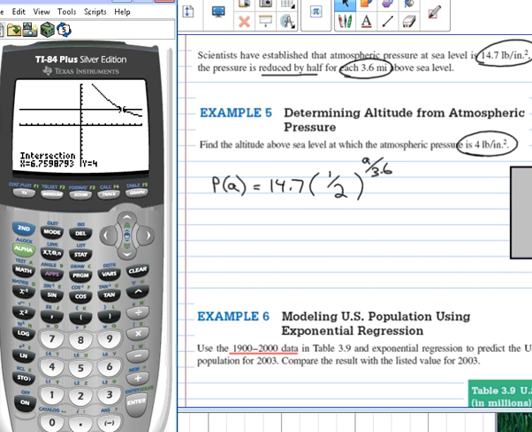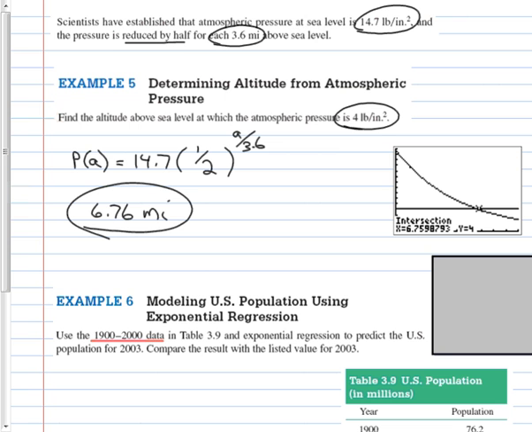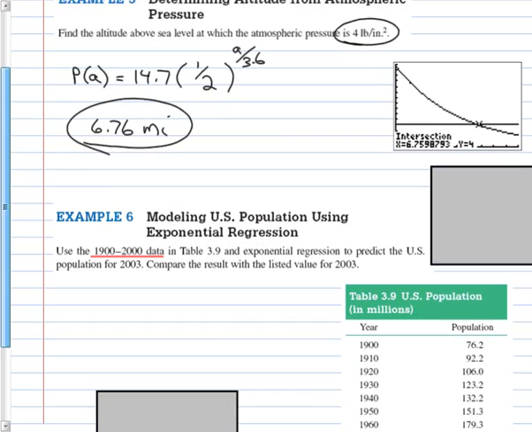6.76. What? It should be 6.76 miles. We're finding altitude is what the answer is. Yes. Altitude is going to occur at 6.76 miles up.